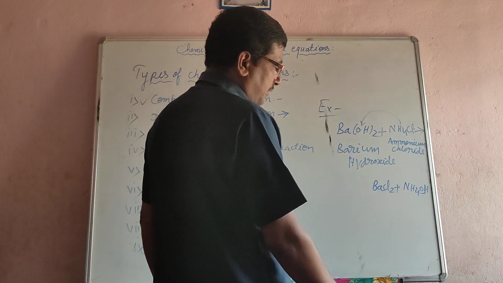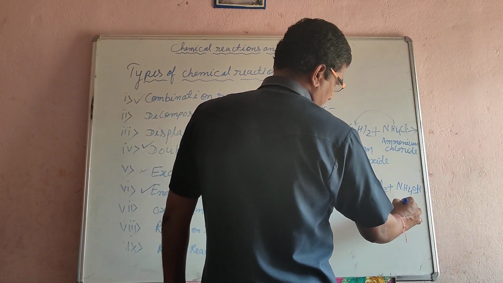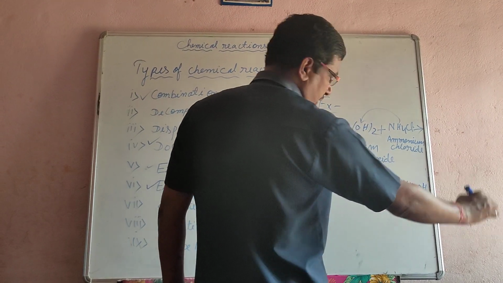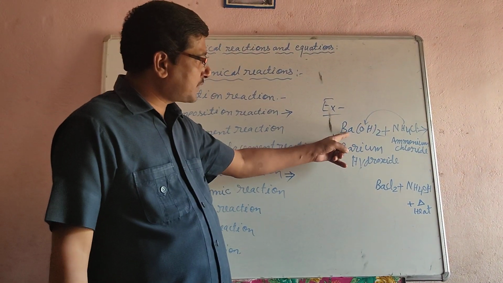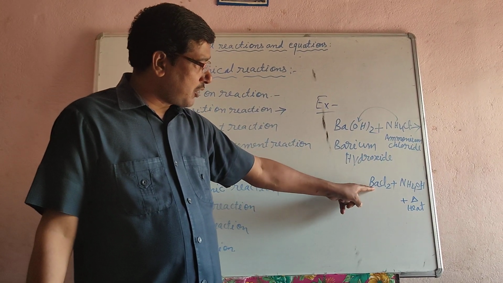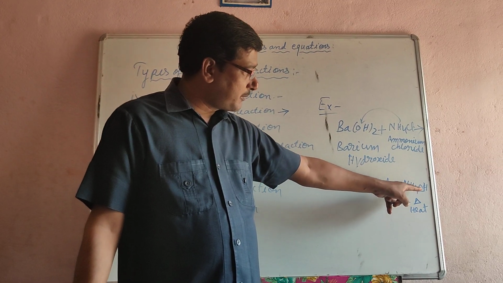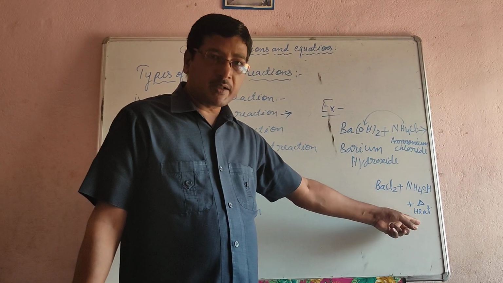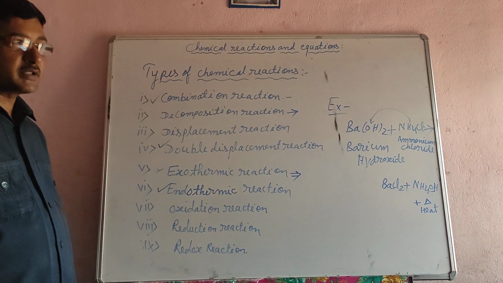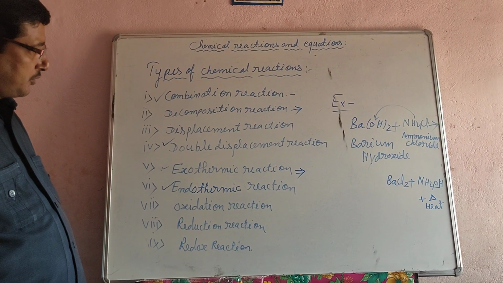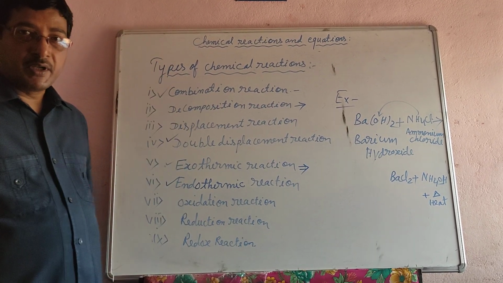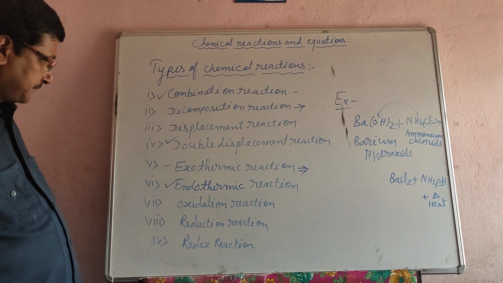During this reaction, you will also find heat is given out. As soon as you mix the barium hydroxide with the ammonium chloride, during the formation of barium chloride and ammonium hydroxide, we will find that heat is given out. As heat is given out during the reaction, it is a very good example of the exothermic reaction, as heat is evolved, not taken in.